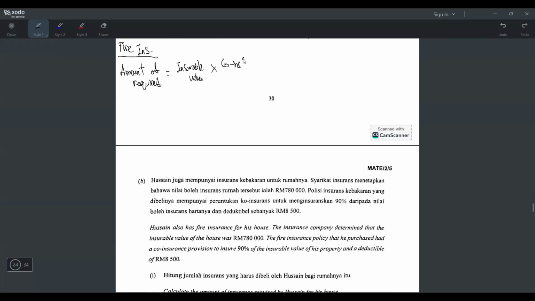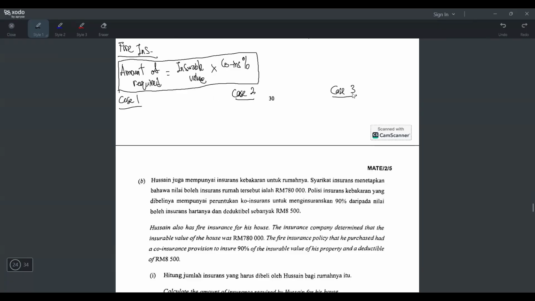Okay, and when you use this formula, you will get your amount of required insurance, the amount that must be bought. And after you use this formula, the next step is you have to check whether it's case 1, case 2, or case 3.